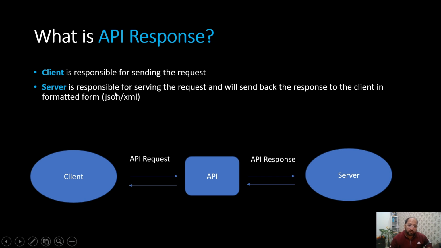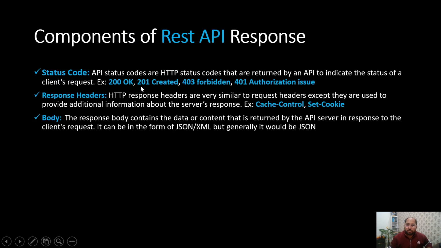Now the server is responsible for serving the request, and will send back the response to the client in a formatted form. This formatted form would be in the form of JSON or XML. In most cases, we are going to use JSON because it is lightweight as compared to XML. Now these are the different components that we will receive as part of a REST API response.